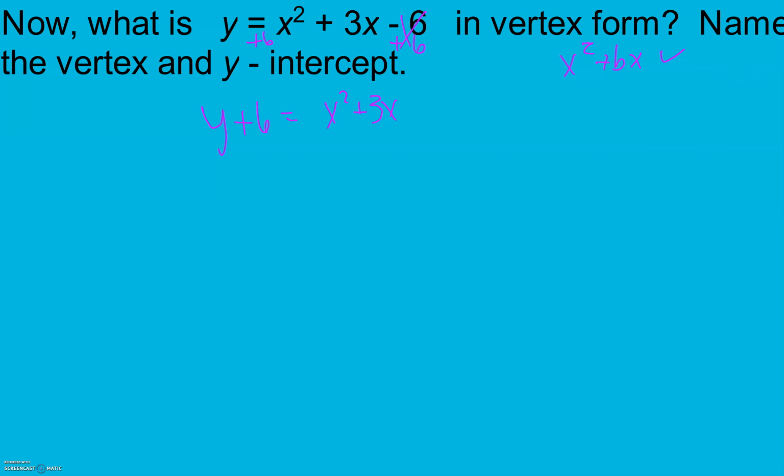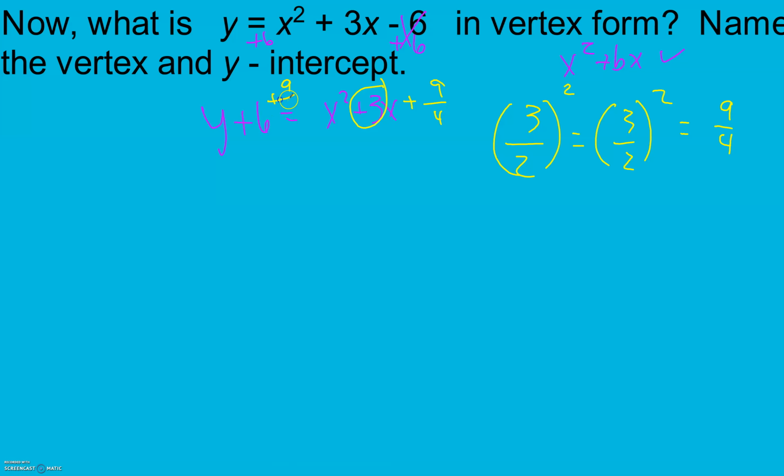Once I've got it in the right format, I can take my b value here, half it, and square it. Add it to both sides. That's the same as 2.25 here, guys. I'm going to simplify here. On my left side, my common denominator is a 4. If I change the denominator, I change the numerator. And I get 24 over 4 plus 9 over 4, which gives me 33 over 4.